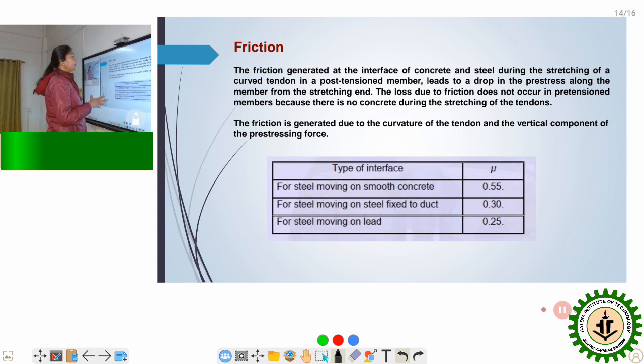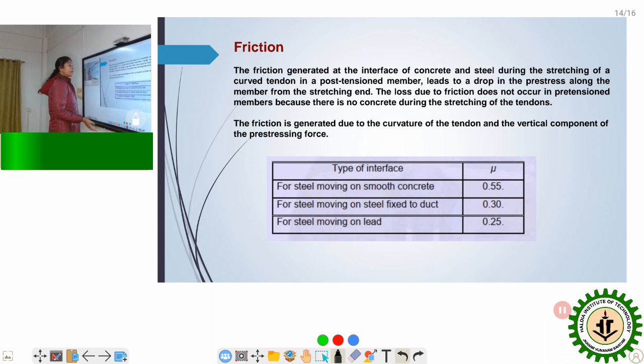So we had a brief introduction of how elastic shortening happens and how we are going to calculate the elastic shortening in the section, as well as how we are going to calculate the loss of prestress due to elastic shortening in the section, and how much percentage loss of prestress has happened. We have calculated that.